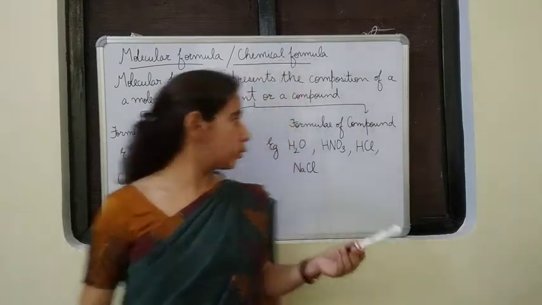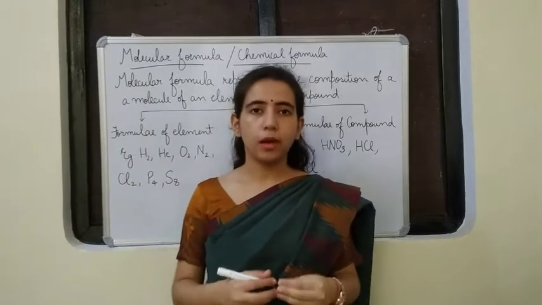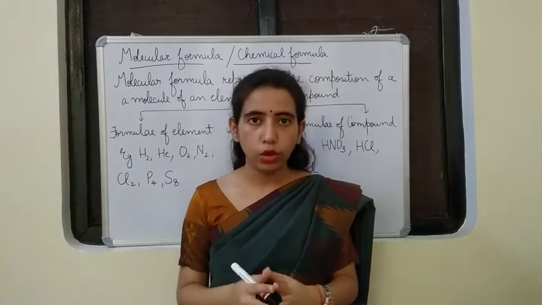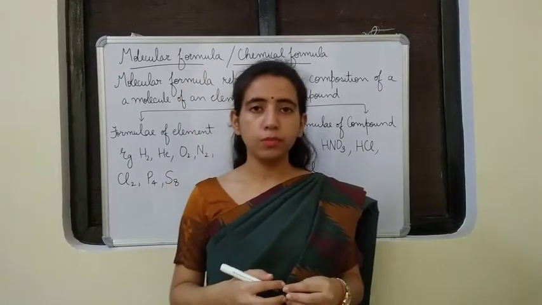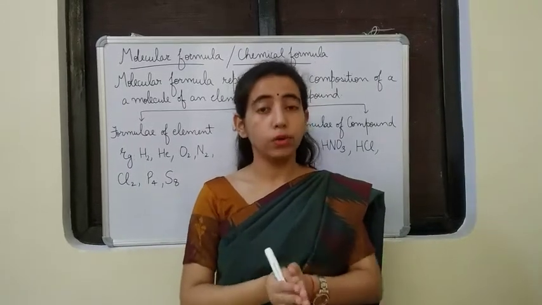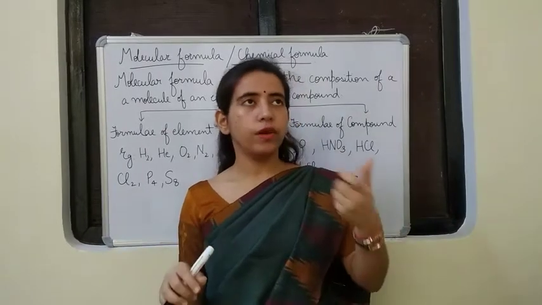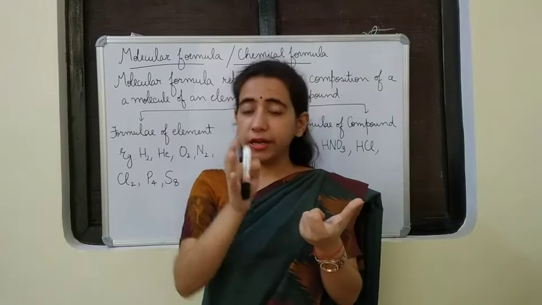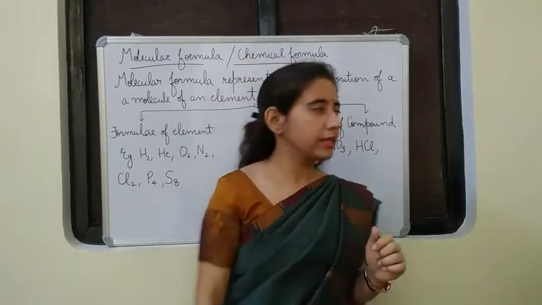Alright. Now the second one, formula of a compound. Formula of a compound tells us the number of atoms of different elements present in a molecule of the compound. What does it say? It tells us the number of atoms of different elements present in a molecule of the compound. You know, a compound is always made up of different kinds of atoms. So when we look at the formula, we will come to know how many types of atoms are there and what is their number. Okay, let us see the examples.